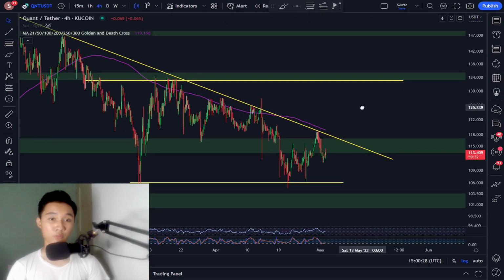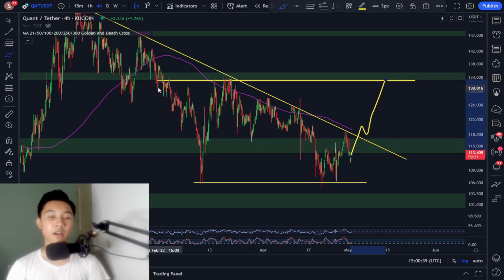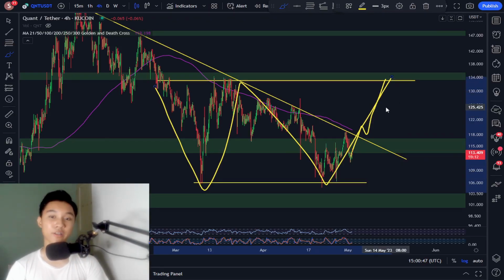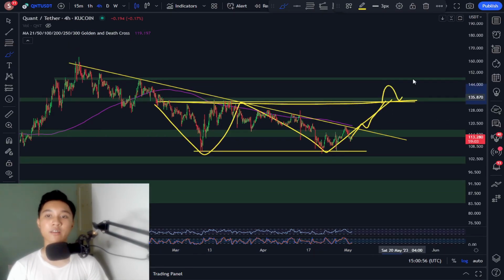$133. So if the Quant price manages to break above this trend line, that's one positive confirmation, and then we continue moving to this neckline right here, then you can say that this could be a massive double bottom pattern. But we haven't done that yet, so it's too early to call this. This right here is a potential double bottom pattern. If we do break above the neckline, $133, then we could see the Quant price have a massive rally that could take us to higher prices, forming higher highs.